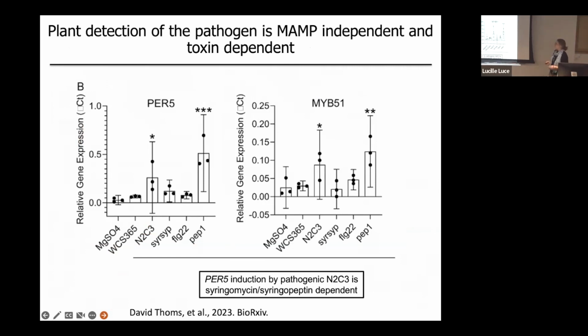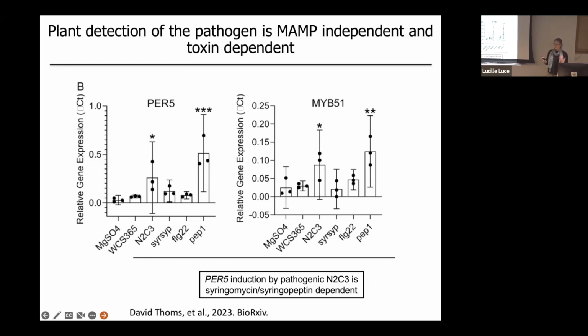So we can see that the response is toxin dependent. This is, again, looking at gene expression now through qPCR instead of a reporter. If you treat plants with, these are two separate reporters, MIB51 and PR5, which are both immunity PTI responsive genes, our pathogen induces a response. You can see PEP1, which is a damage associated molecular pattern, also induces a strong response. And these responses are decreased in the syringomycin syringopeptin mutant.